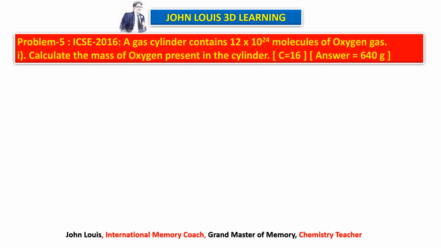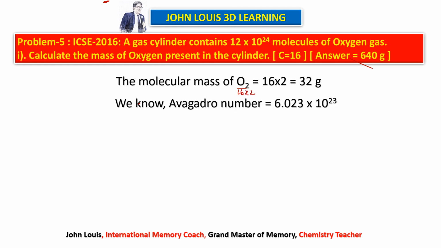Okay, what is problem number 5? ICSE 2016. A gas cylinder contains 12 into 10 to the power 24 molecules of oxygen gas. Calculate the mass of oxygen present in the cylinder. Very straightforward question, very simple. The molecular mass of oxygen, O2, 16 into 2 is equal to 32 grams, because the atomic mass of oxygen is 16. Just now we have learnt how to find out its molecular mass. 16 into 2, therefore 32 grams.